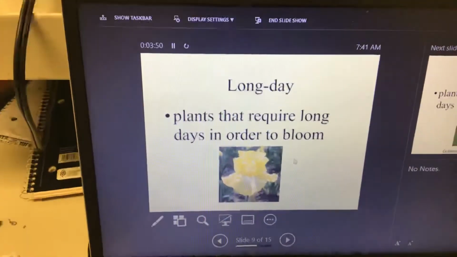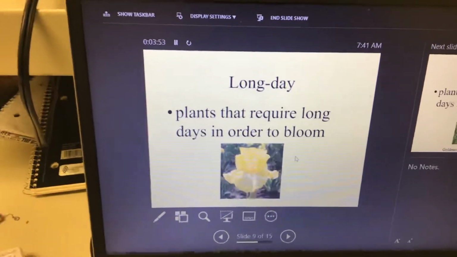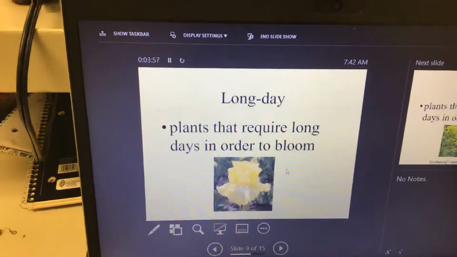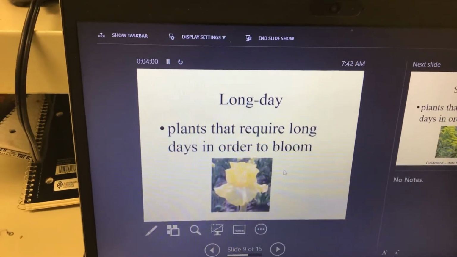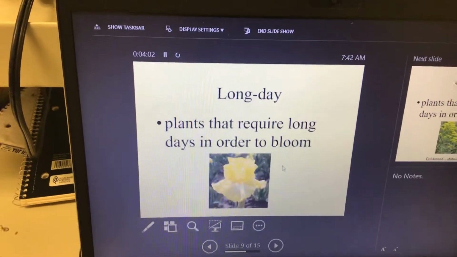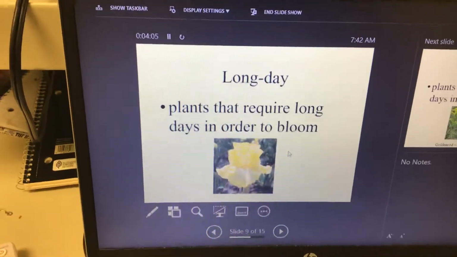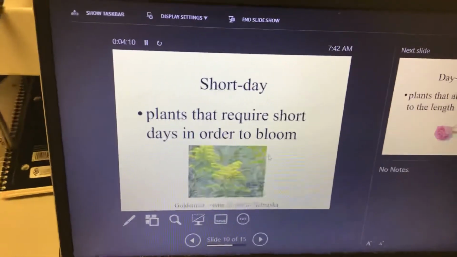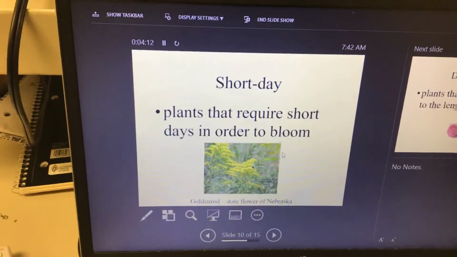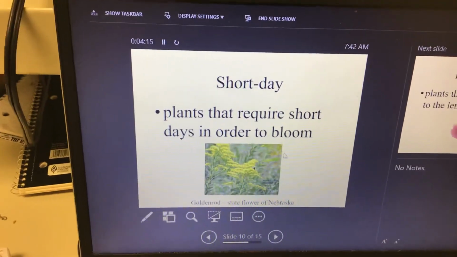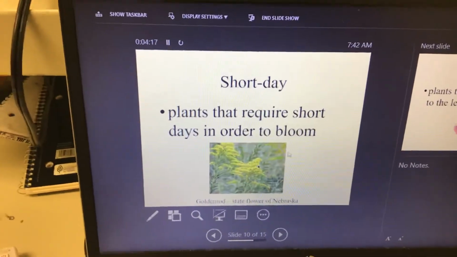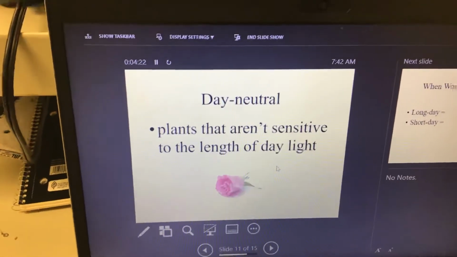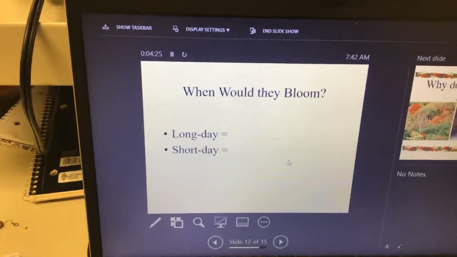There are things, and you don't need to write this down, called long day plants. They require long days in order to bloom. Now in South Dakota we have short days, even in the summer. So we have short day plants. They need to be able to bloom in a shorter period of time because we have more darkness. Short day plants, like the goldenrod, which is the state flower of Nebraska, need short days. It doesn't need many hours of sunlight to do what it needs to do. And then there are plants that don't care.